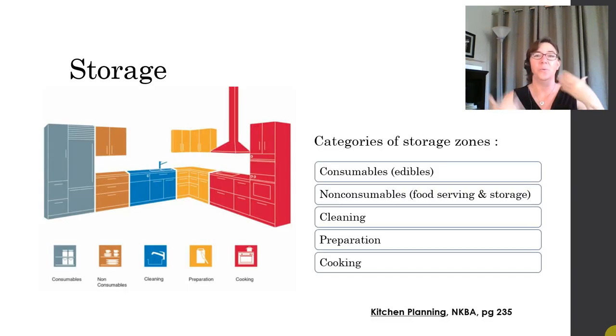One way to organize our storage is to categorize the items into storage zones. And we'll categorize them into 5 zones. Consumables, which are things that we eat that are edible. Non-consumables, including food serving and storage items. Cleaning items, preparation items, and cooking.